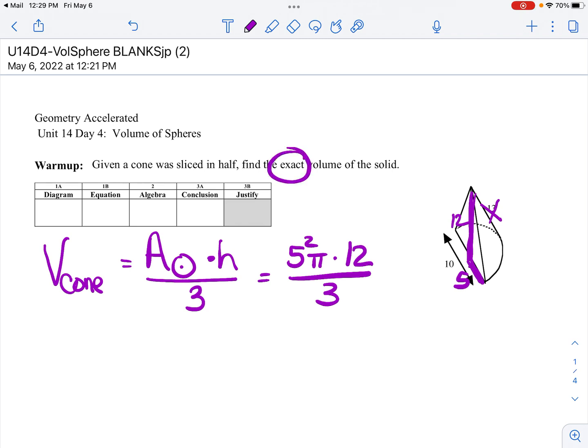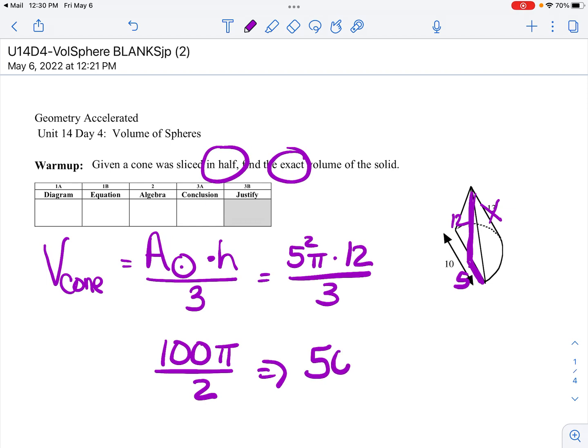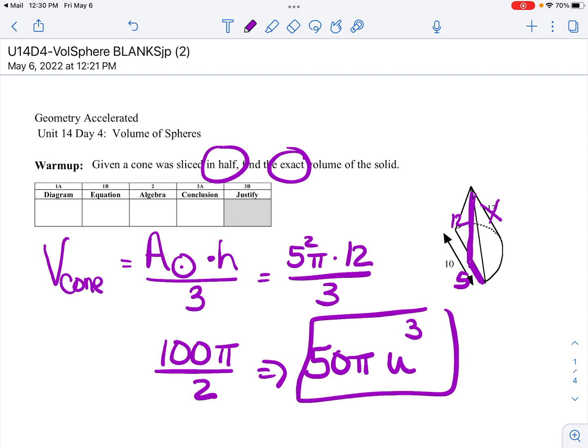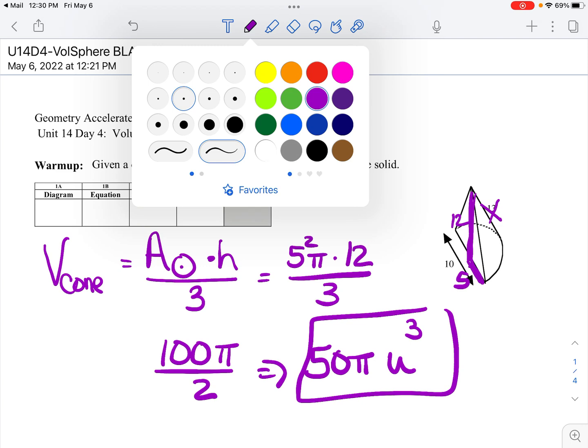So now I compute. It says exact, so I'm not going to push the pi button. 5 squared times 12 divided by 3, and I'm finding my answer to be 100 pi. However, I only have half of that, so obviously I need to cut it in half. So that's giving me 50 pi. Any units? Units cubed. And again, that's how many little cubes can fit inside of my cone.